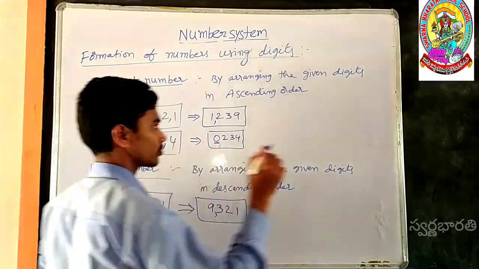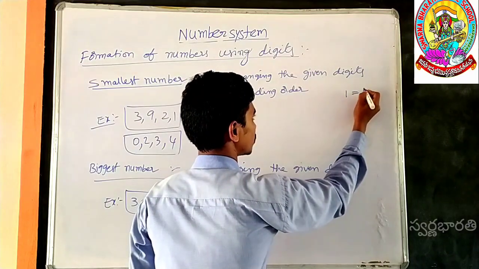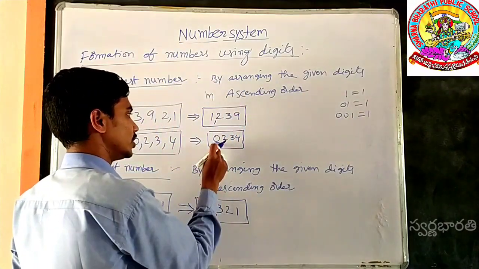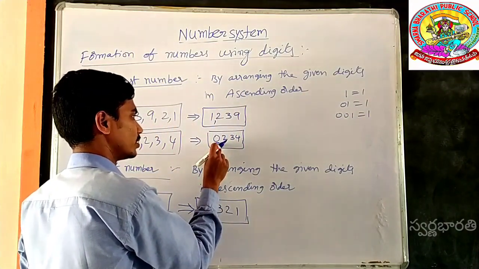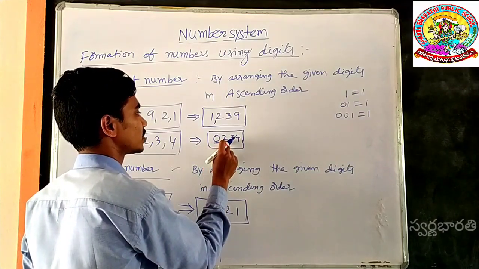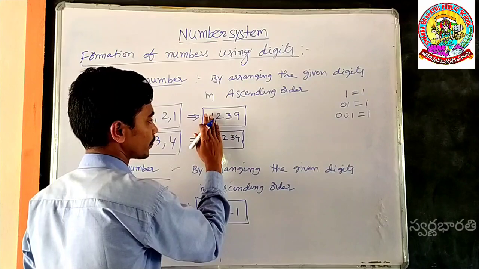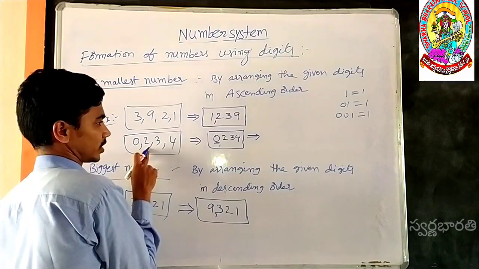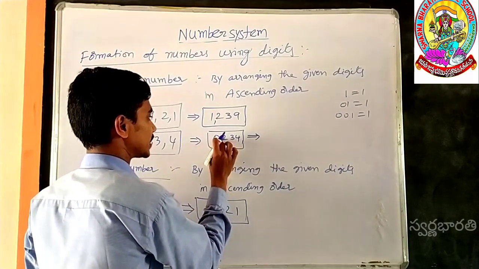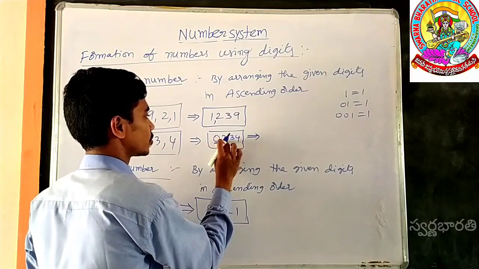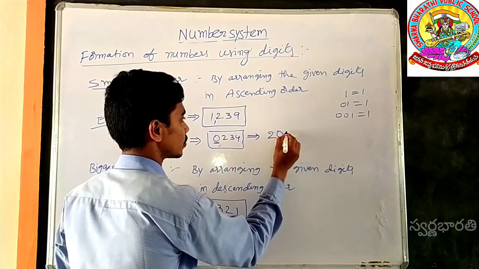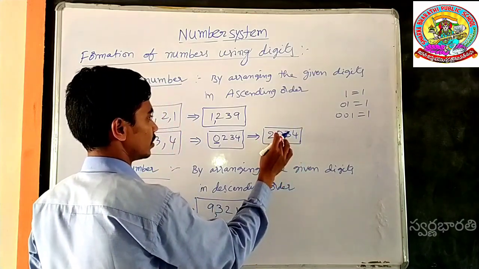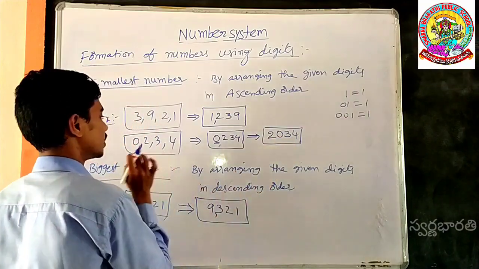But 0 at the extreme end does not make a 4-digit number. For example, let's observe: 01, the value is 1; 001, the value is 1. Which means if 0 is at the extreme end, it does not add any value. So that's why it is a 3-digit number, because its value is 234. Here we want a 4-digit number. So insert 0 in between the next 2 digits. So 2 0 3 4 is the smallest possible 4-digit number framed by the given digits.